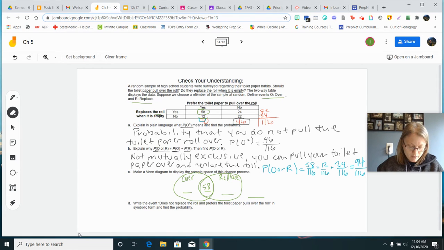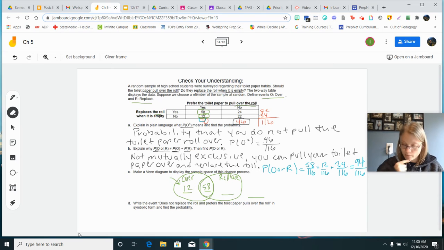But also, I want to look at people that maybe just do one or the other. So this side of the circle is people that basically don't replace the roll. They just have the roll go over the top. So in my table, I want to look at people that prefer to pull the roll over the top, but don't replace the roll. So that's these 12 people. That way I've got all of my over people represented, 58 and 12. So that's all 70 people in that column.